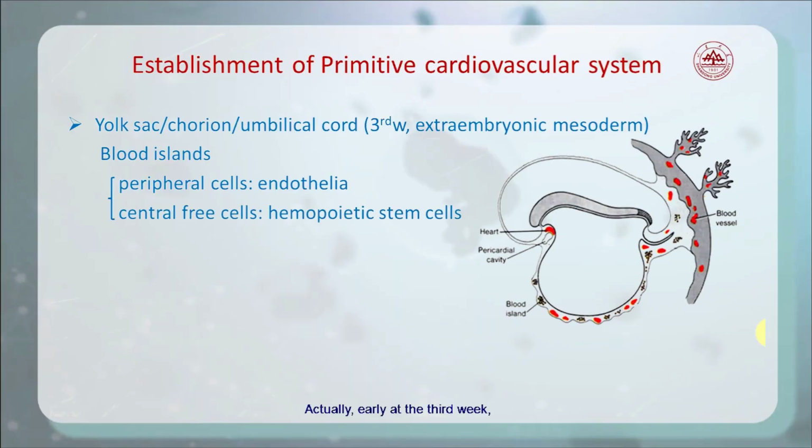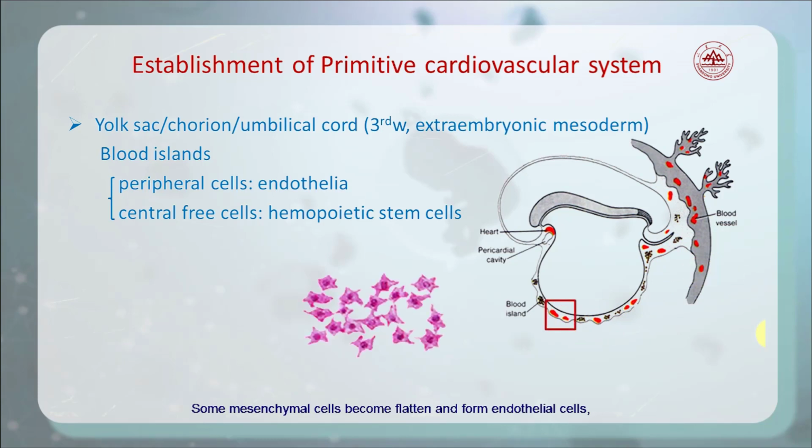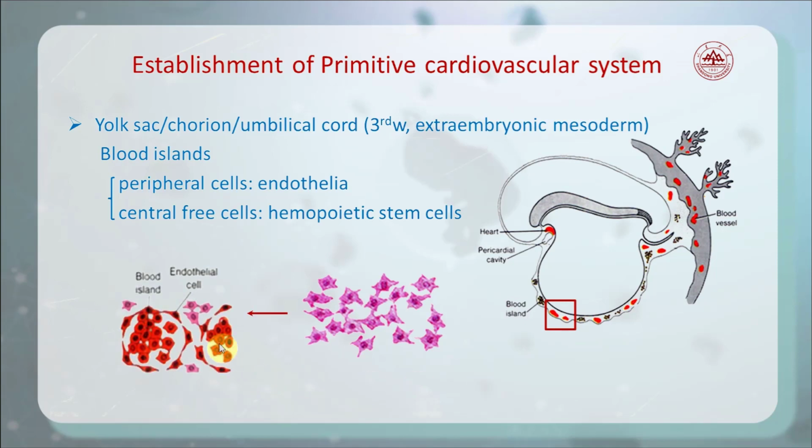Actually, earlier at the third week, blood islands appear in the extra-embryonic mesoderm of the yolk sac, connecting stalk, and chorion. Some mesenchymal cells become flattened and form endothelial cells, isolating some cell clusters and forming blood islands. These cell clusters develop into hemocytoblasts. The hemocytoblasts in the center of the blood island form hemopoietic stem cells, the precursors of all blood cells.